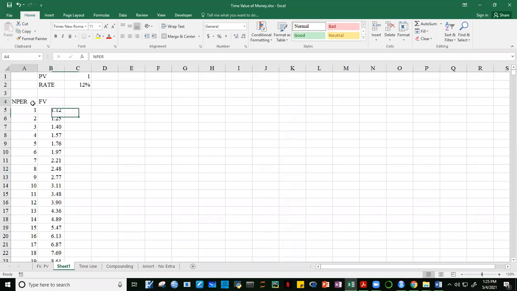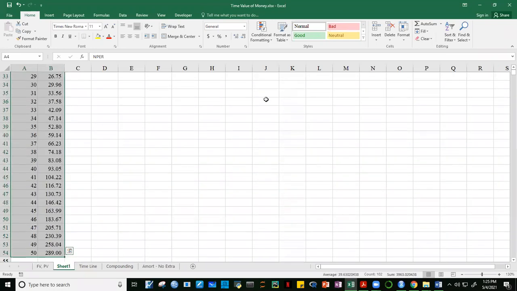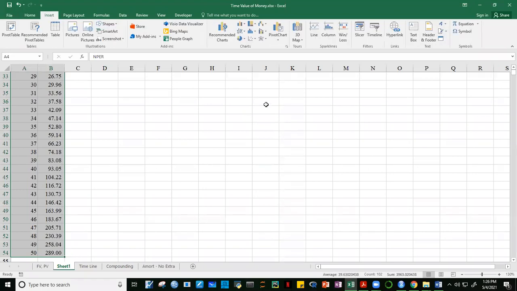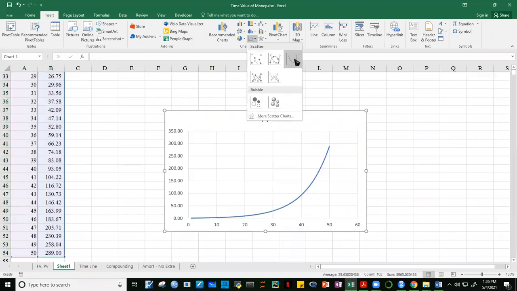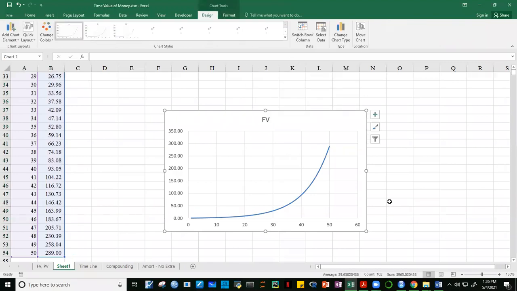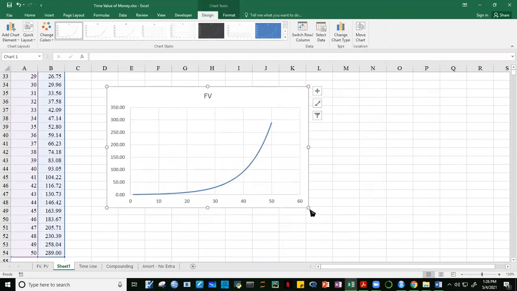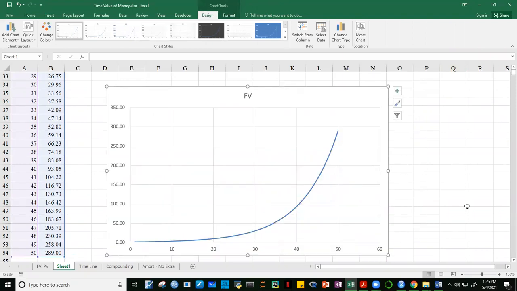So if I plot this, guys, insert, tingnan natin yung behavior ng plot natin. Can you see? So take a look at how future value behaves. Paano siya nagbe-behave, guys? Hindi siya linear, no?